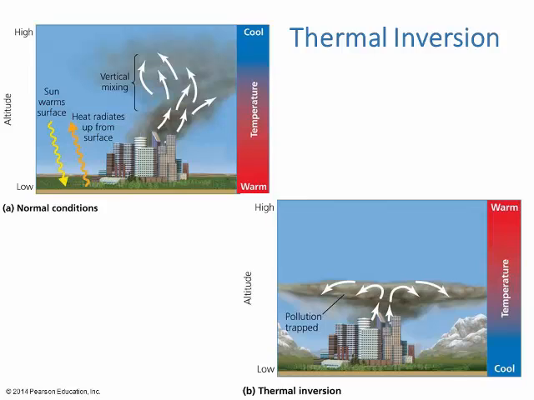Vertical mixing is needed because it allows air pollution to be carried upward and diluted. Thermal inversion, however, traps pollutants near the ground. This happened in London in 1952. The smog that formed there was called the killer smog because it killed between 4,000 and 12,000 people. A similar event happened in Donora, Pennsylvania in 1948, during which 21 people died and 6,000 people became ill.